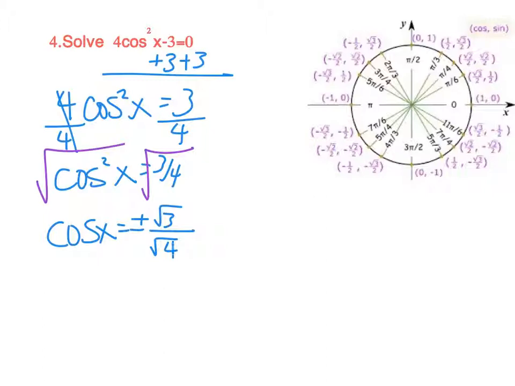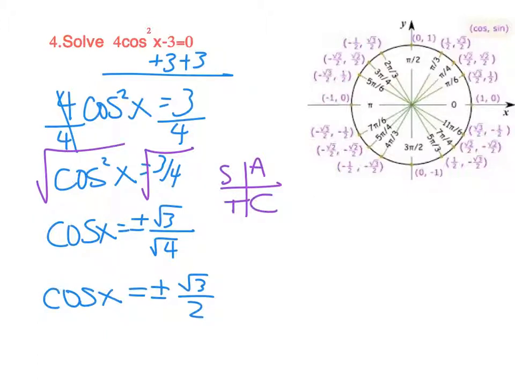That gives me square root of 3 over square root of 4, which is cosine of x equals plus or minus square root of 3 over 2. Now you'll notice with a plus or minus, that means you're in all 4 quadrants. So again, I can find one answer to take care of these two, which in the first quadrant, your cosine is going to be square root of 3 over 2 at pi over 6.